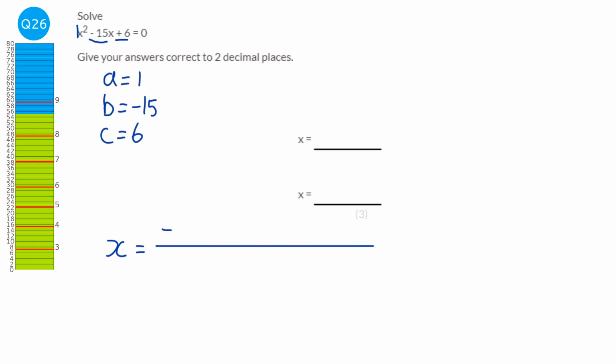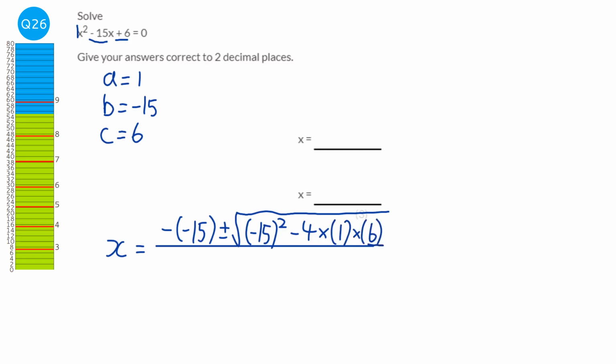So it's minus b. Always put them into brackets, plus minus the square root of b squared. I always put a, b, and c into brackets, because if you don't have the brackets, it will square the 15 and then put a negative before it. It won't be correct. So then 4 times 1 times 6, because if you put brackets around all of them, you'll never have that problem. And then 2 times 1.